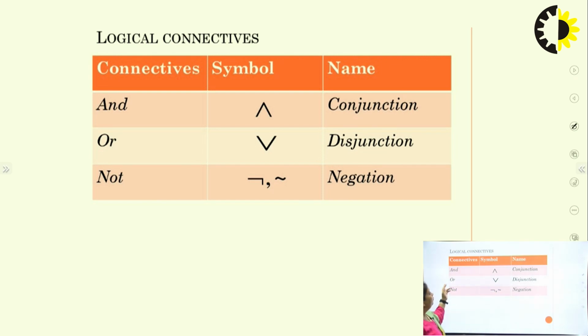We also have a NOT connective. The NOT connective can be shown by these two symbols, and the name of this operator is negation. So these are the three logical connectives which can be used to form compound propositions.